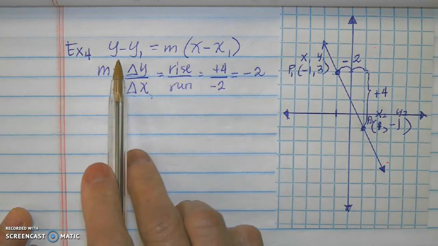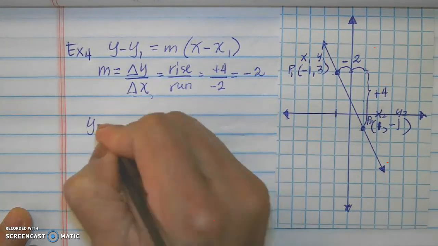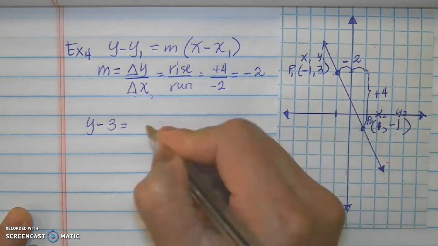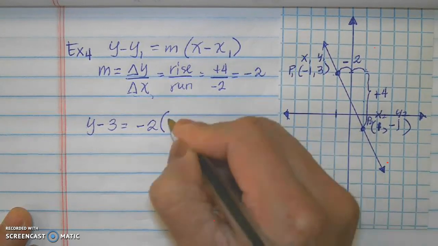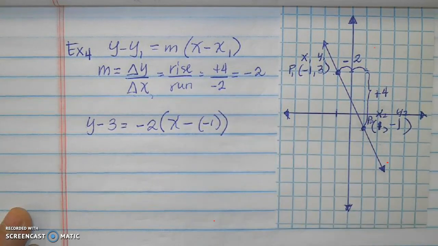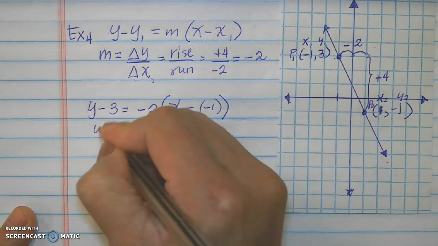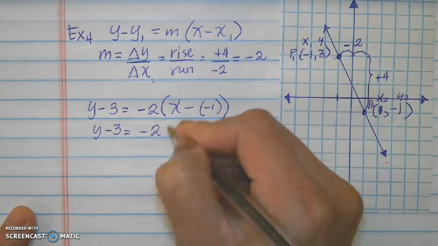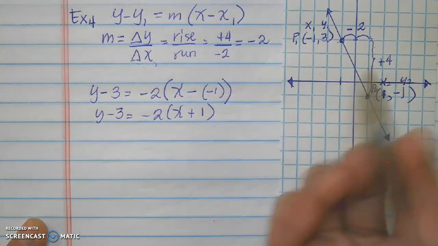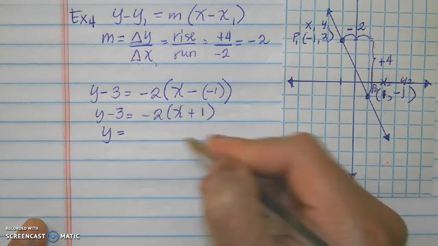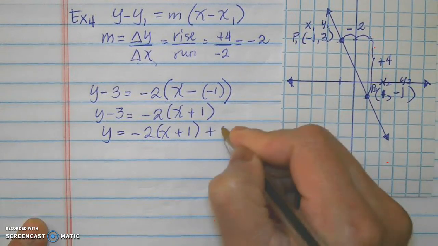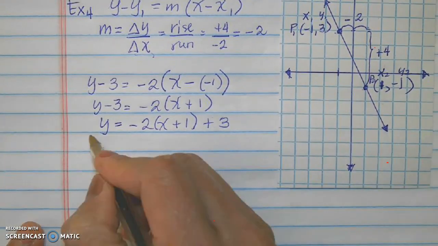And then I'm going to substitute. So I will have y minus 3, my y1, equals negative 2, parentheses x minus x1, which is negative 1. And that is it. I'm going to have y minus 3 equals negative 2, x plus 1. That's already an equation that is acceptable. So you will have another way, which is y equals negative 2, x plus 1, plus 3. Again, outside the parentheses, that is already an equation.